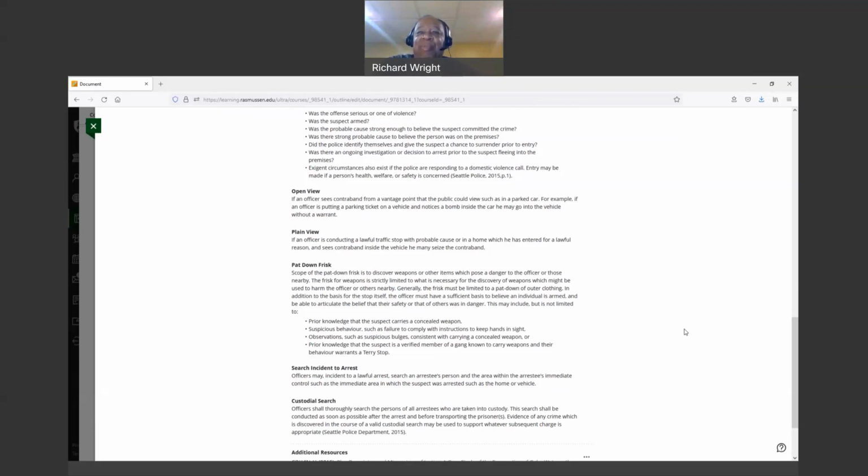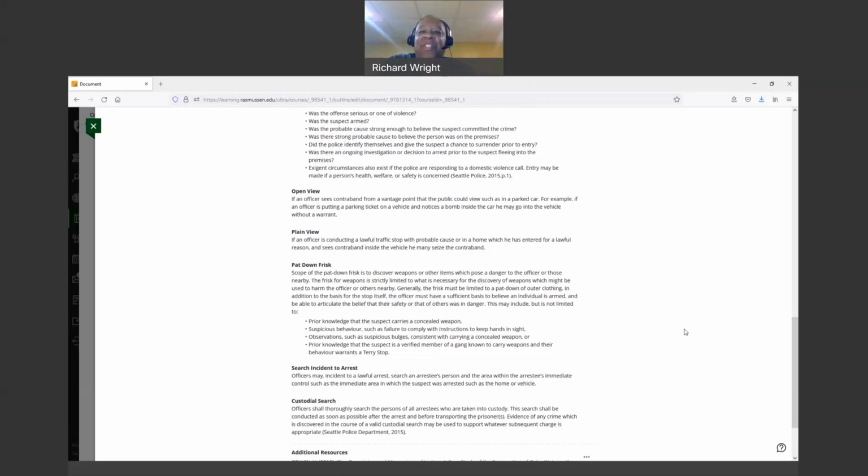Some examples: prior knowledge that the individual carries a concealed weapon, suspicious behavior such as failure to comply with instructions to keep hands in sight, like for example reaching into their pocket when you tell them to keep your hands in sight, observations such as certain bulges consistent with carrying a weapon, or prior knowledge that the suspect is a verified member of a gang known to carry weapons, and the behavior warrants. And notice they use the term that I said earlier, the Terry stop, Terry versus Ohio.